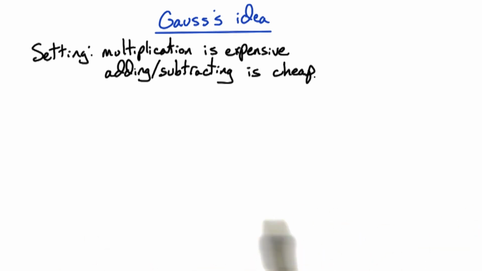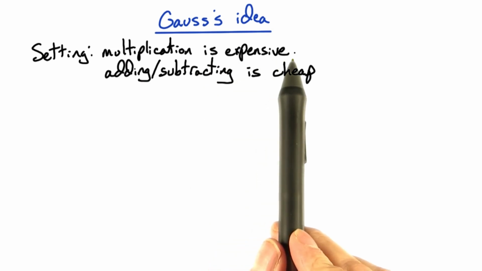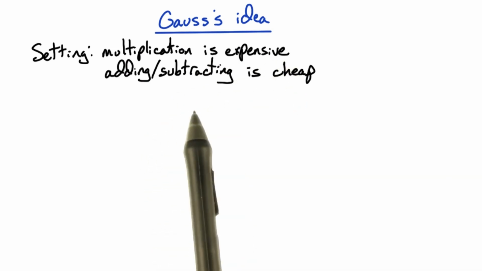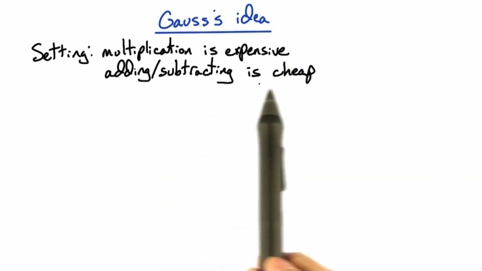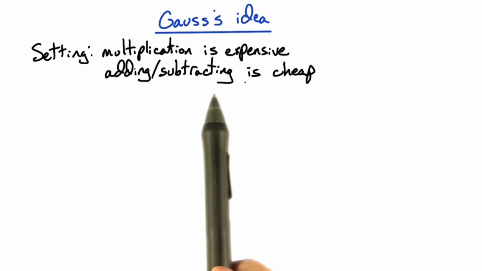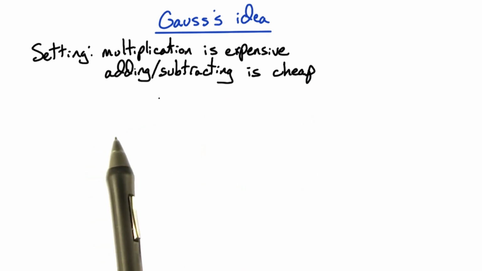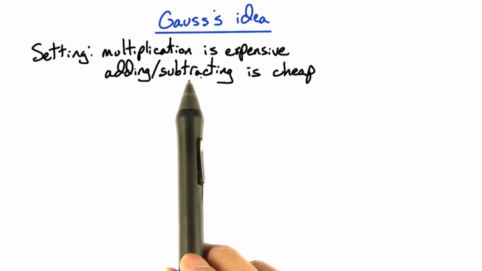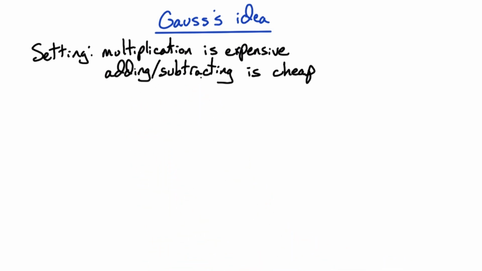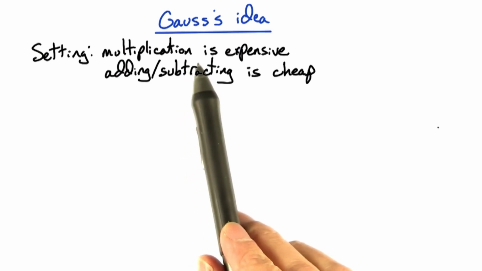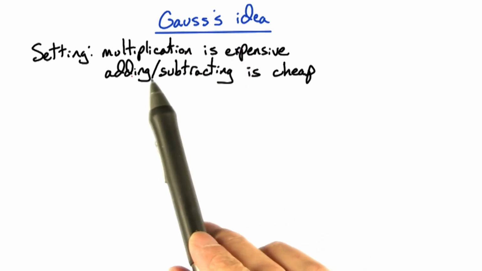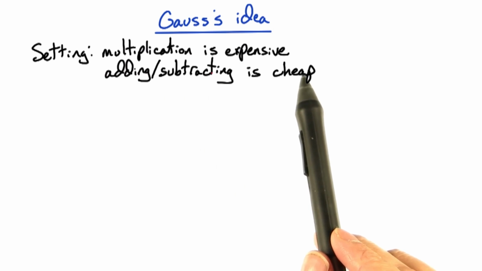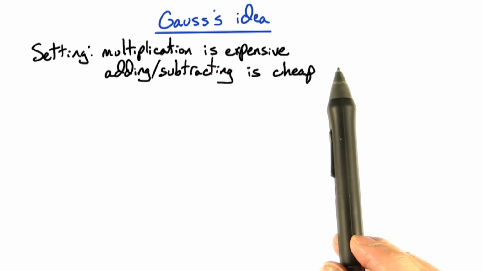Here's the setting that we're working in. Multiplication is expensive, so we want to minimize the number of multiplications. Adding and subtracting is relatively cheap, so we're not going to worry about the number of additions and subtractions. So we're willing to add in additional additions and subtractions in order to reduce the number of multiplications. Now, this fact that multiplications are expensive and additions and subtractions are much cheaper is true in most cases.